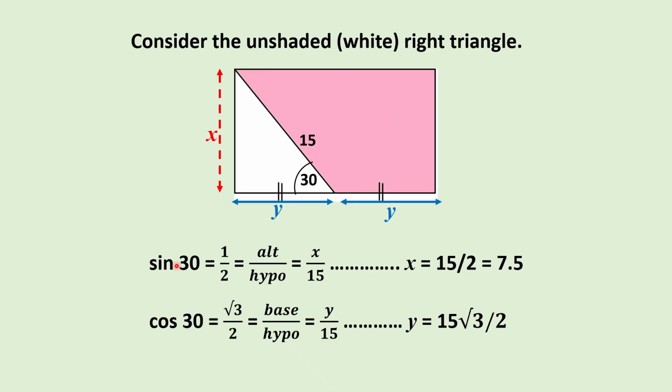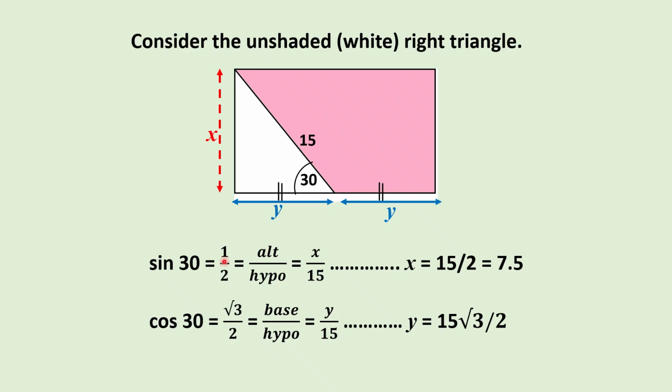So sine of 30 is 1 by 2. That is altitude by hypotenuse, that is x by 15. So x by 15 is 1 by 2, so x will be equal to 15 by 2, that is 7.5 units. So the value of x is 7.5.